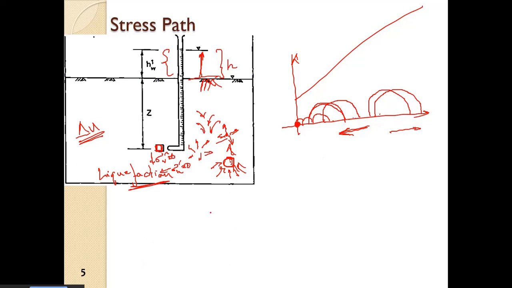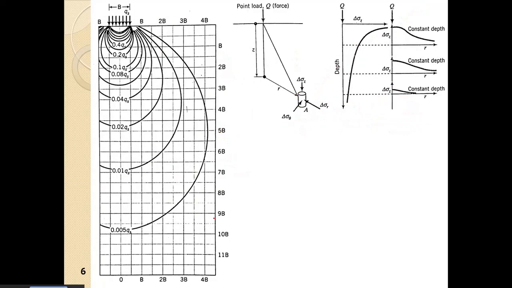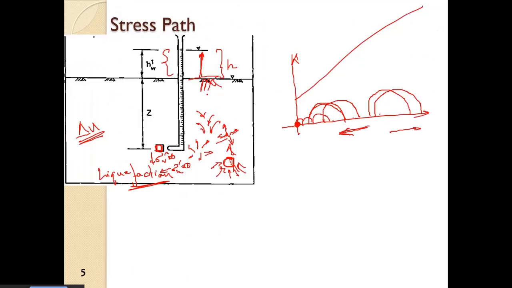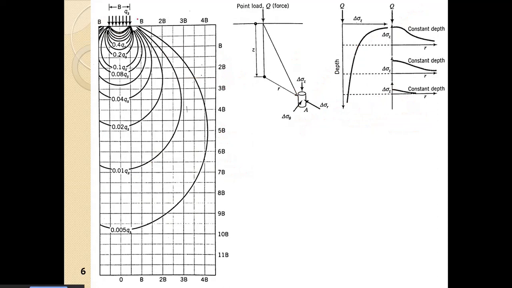Right? So that is the stress path. So this is, of course, a horizontal soil layer, right? If we apply a load on the surface, obviously there will be stresses generated in the soil, right? If we increase this load, then there will be an increment in the shear stresses, okay.